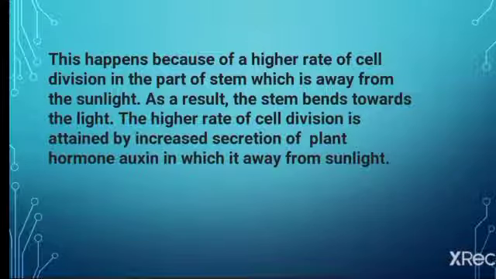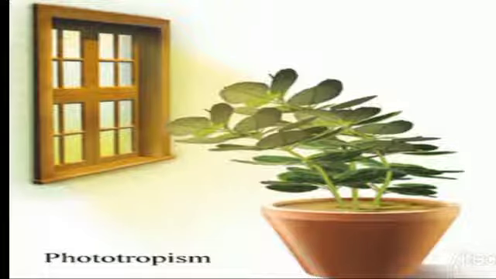This happens because of a higher rate of cell division in the part of the stem which is away from the sunlight. As a result, the stem bends towards the light. The higher rate of cell division is attained by increased secretion of the plant hormone auxin, in the part away from the sunlight. As we can see in the diagram, the plant grows towards the source of light.